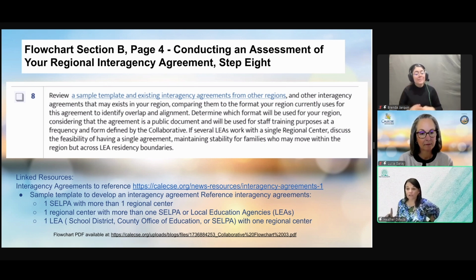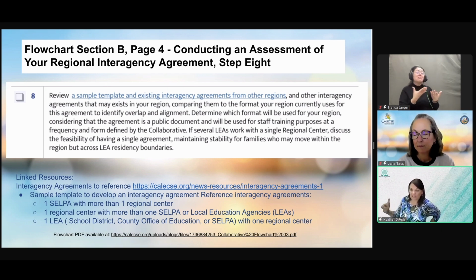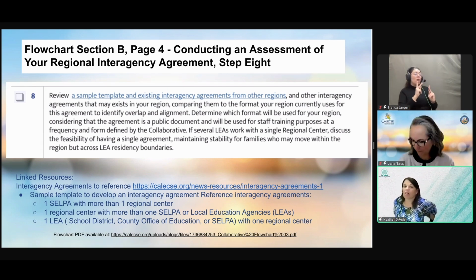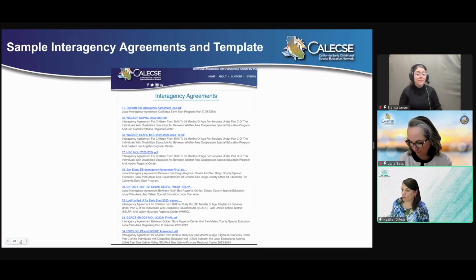So after every training, we met. Okay, what questions did you have? Is there anything that means we need to go back and clarify it in our interagency agreement? These are our answers. We all agreed on the answers to the questions that came up. So as we continued doing trainings, we all had a common messaging. That was a lot of extra meetings, but it really helped us make sure we were clear in what we all understood and took away from that interagency agreement. So think about things like that as you're going forward.